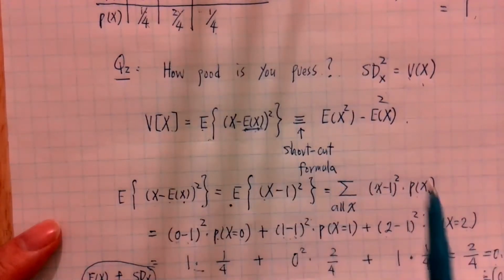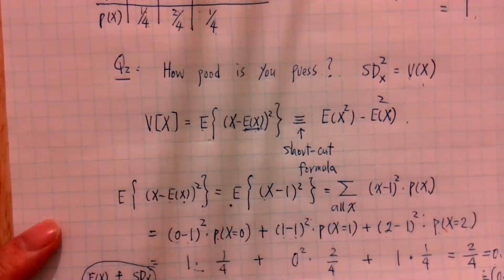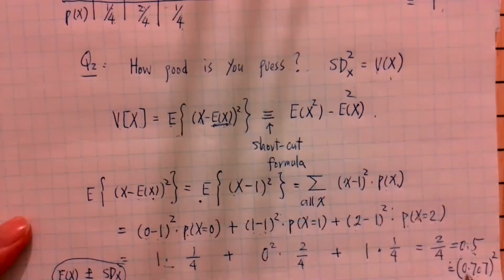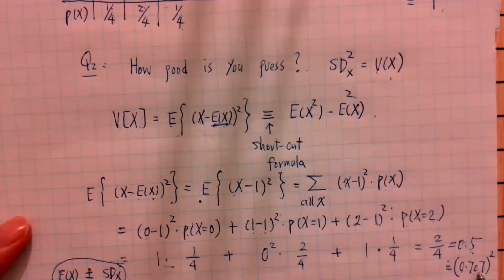We find the variance of x is actually 0.5. And that means the standard deviation is roughly 0.707, not exactly. Standard deviation squared is 0.5.